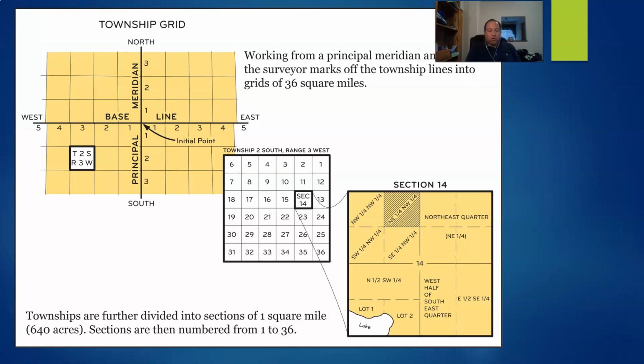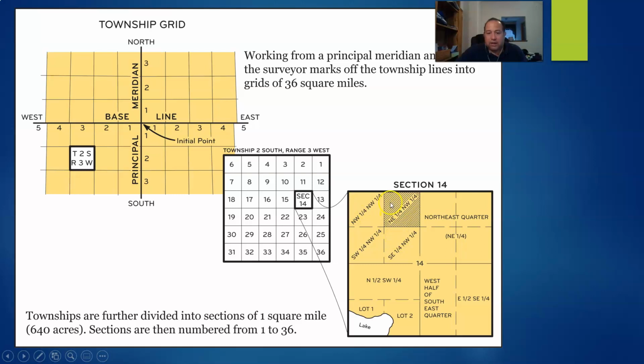And so just trying to put the whole thing together. We start off with our principal meridian and our baseline. For California, let's use the example of a principal meridian down here would be San Bernardino, and then our baseline, I believe, is 1852. So the initial point, or the starting point, is the intersection of the baseline and the principal meridian. And so if we're looking at this example here of Township 2 South, Range 3 West, we would go 2 south of the initial point and 3 west of the initial point, and that gets us to our township. Once we get in that township, now we want to figure out what section we're working in. We're in section 14, so that's right there.